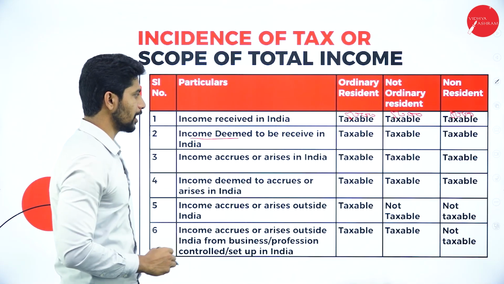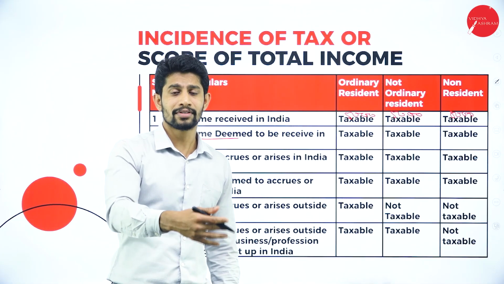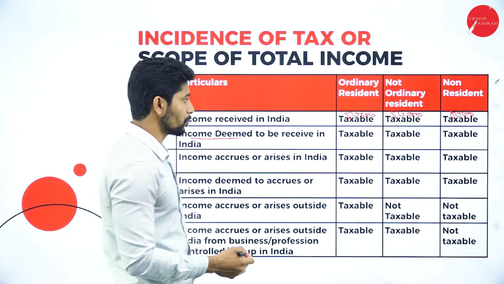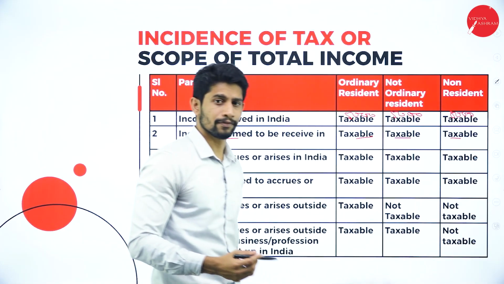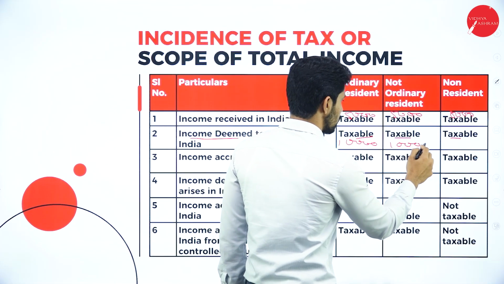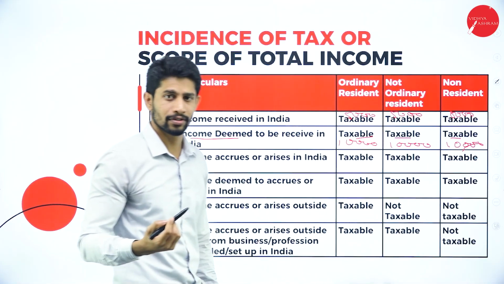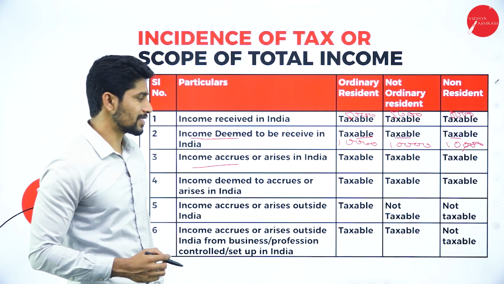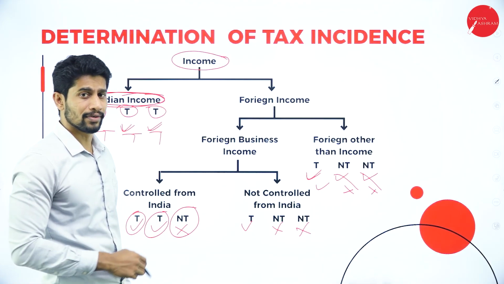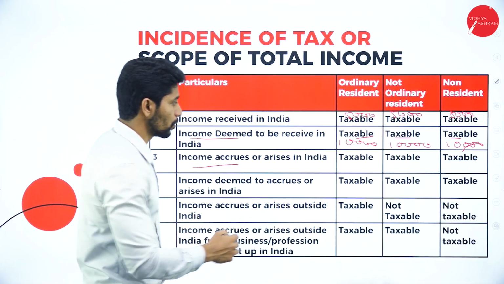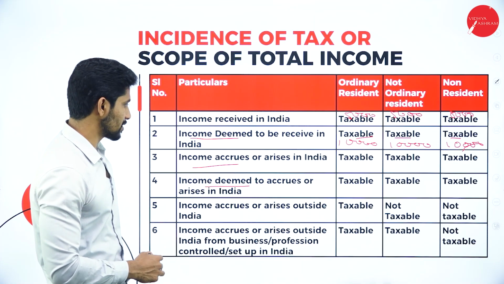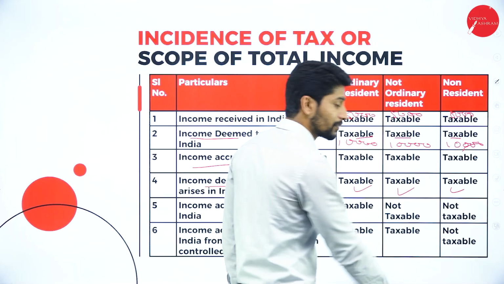The second one, income deemed to be received in India. That means you have to assume that the income is received in India. If it is deemed to be received, it is also taxable, taxable, taxable. If the amount deemed to be received in India is rupees 10,000, you will write 10,000, 10,000 and 10,000 in all three columns. Finished. Next, income accrues or arises in India. Again, what is the treatment? Any income that accrues, arises or is received in India is taxable, taxable, taxable. Next, income deemed to accrue or arise in India is also taxable, taxable, taxable.